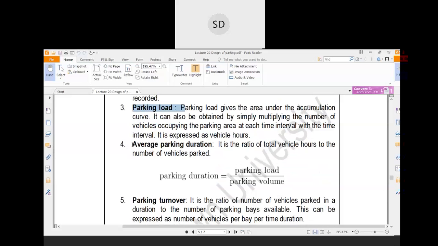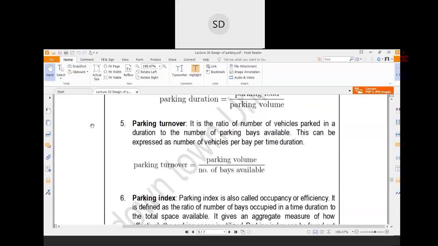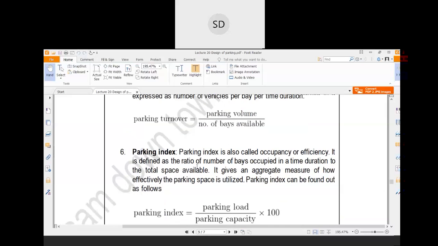Then coming to the next portion, average parking duration. It is the ratio of total vehicle hours to the number of vehicles parked. That is, the total vehicle hours a particular vehicle takes for parking, divided by total parking volume. Then parking turnover, it is the ratio of parking volume to the number of bays available. Number of bays available means the number of parking bays or parking spaces available over there.